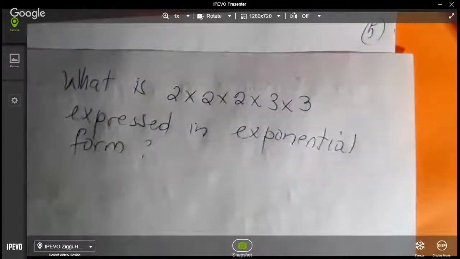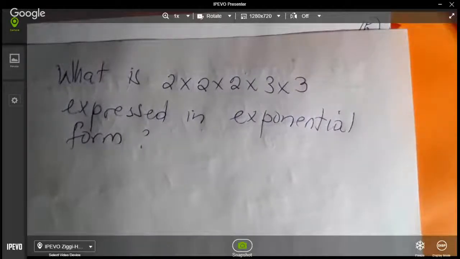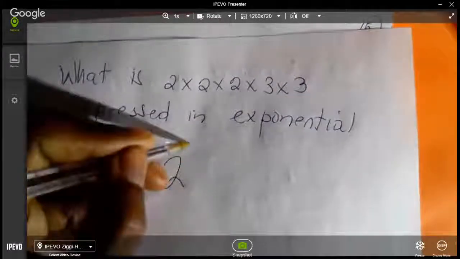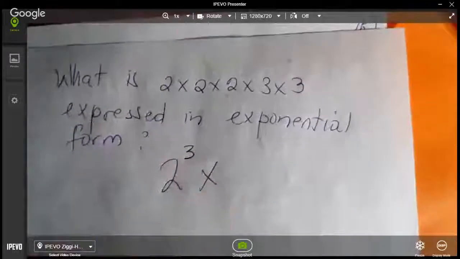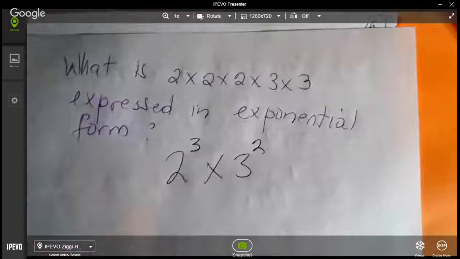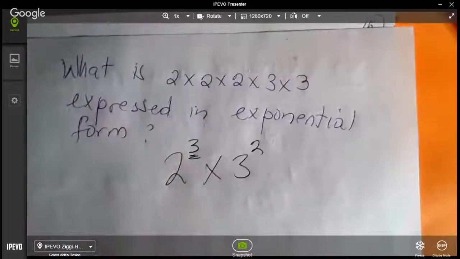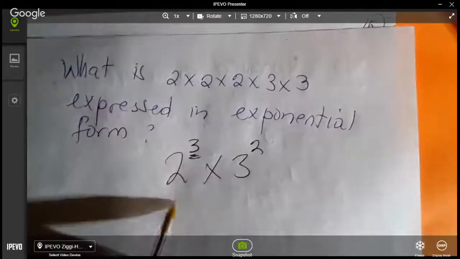What is 2 times 2 times 2 times 3 times 3 in exponential form? 2 to the third power times 3 squared. Yes, sir. What do we call this little number again? The exponent. It sits on the shoulder of which number? The base.